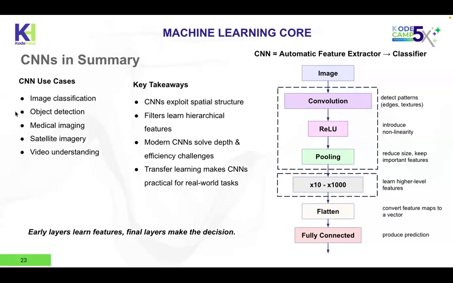So this is the key takeaway. The CNN use cases: image classification, object detection, medical imaging, satellite imagery, video understanding. And then the key takeaway is that the CNN exploits spatial structure. The filters learn hierarchical features. Remember, it's the filters that you are training when you're training a CNN. Okay, the weights are in the filters. And then the modern CNNs will solve depth and efficiency challenges using things like the skip connection, which solves the vanishing gradient, and then EfficientNet, and so on. And then we'll talk about transfer learning.